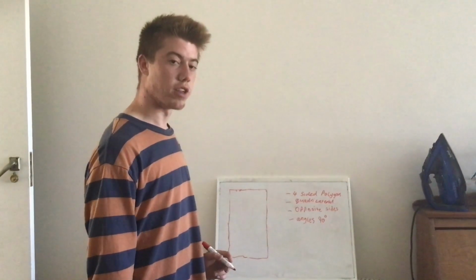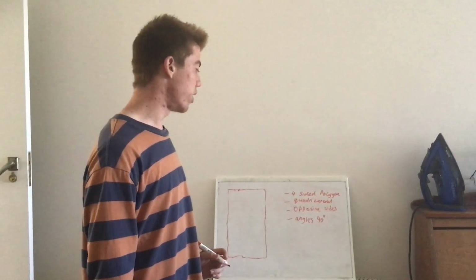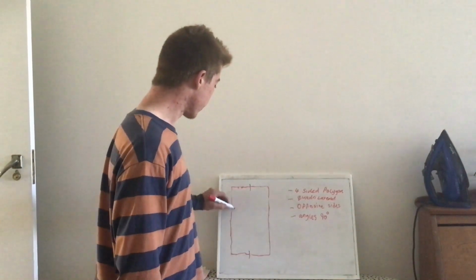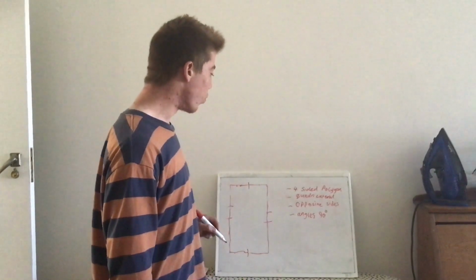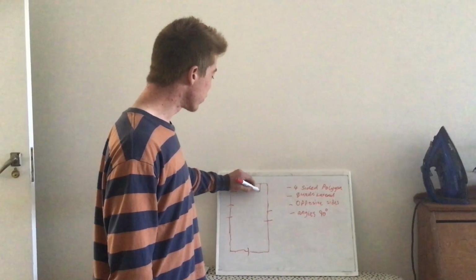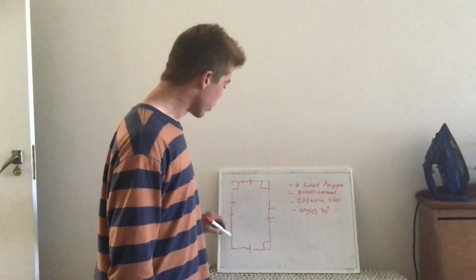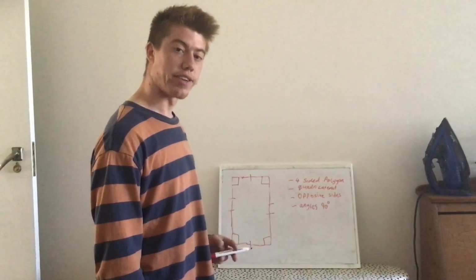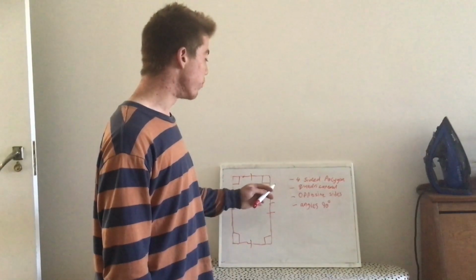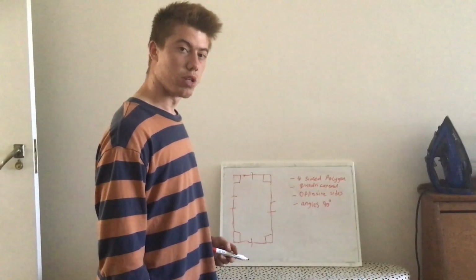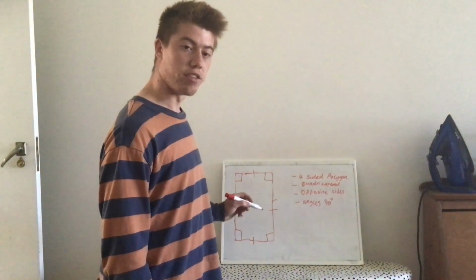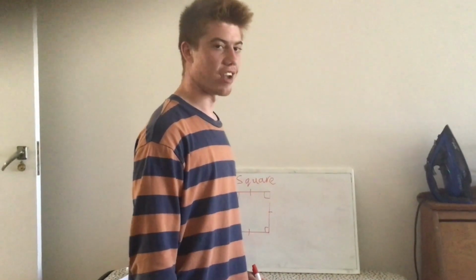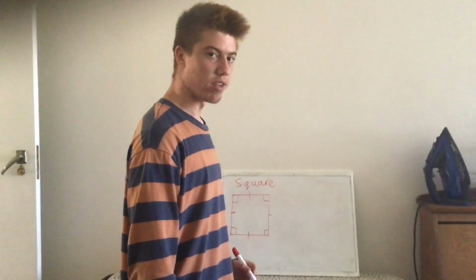A rectangle is a four-sided polygon, also known as a quadrilateral. The opposite sides are parallel to each other, and all the angles are 90 degrees. A square is a special kind of rectangle as it holds all the attributes of a rectangle. Additionally, all the sides are equal. It's important to point out that all squares can be rectangles, but not all rectangles can be squares.